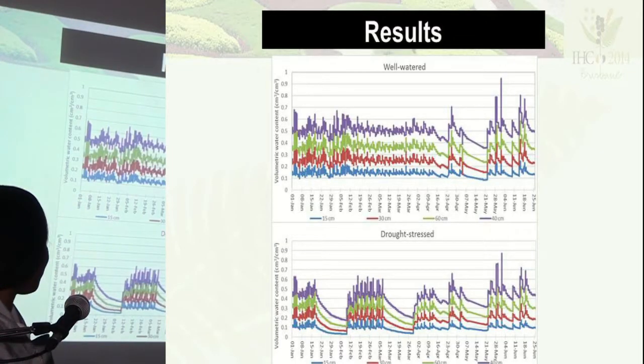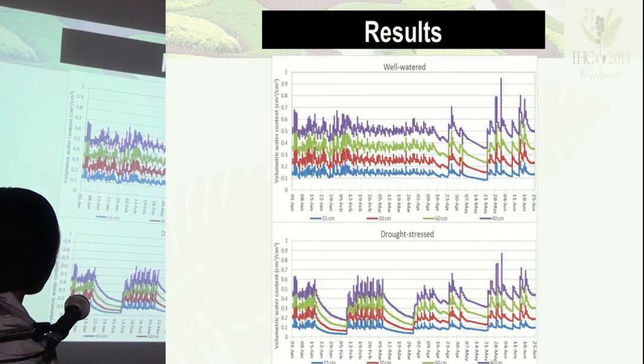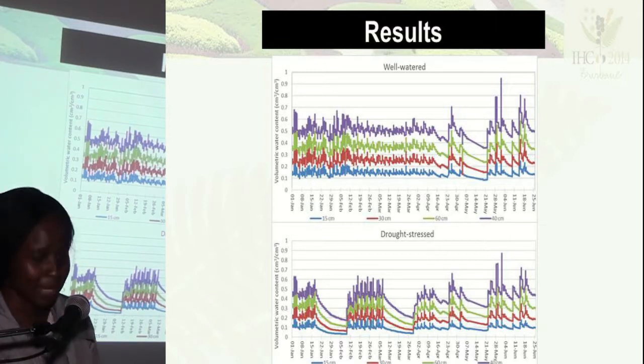These are some of the results that we obtained. For volumetric water content, under well-watered conditions, at 15, 30, 60, and 90 centimeter depths, we saw that there was little variation throughout the experimental period between January and April. But under drought-stressed conditions, you can clearly see the 2 drought cycles that we imposed on the 25 trees between 15 January and 12 February, and between 5 March and 2 April. As you can see, there was a clear decrease in the volumetric water content, which is what we expected to see.